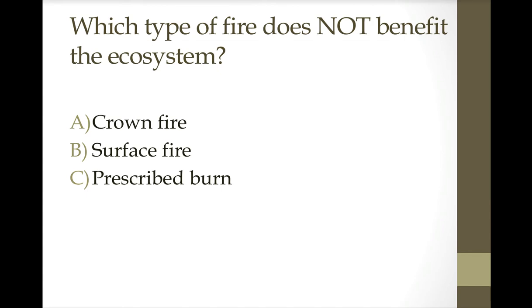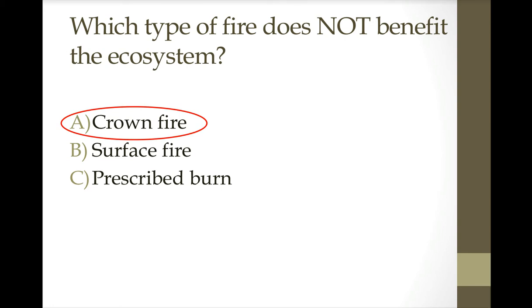So first quiz question for you. Which type of fire does not benefit the ecosystem? Is it A, a crown fire, B, a surface fire, or C, a prescribed burn? And I'll give you a second to think about that. And if you haven't figured out your answer yet, go ahead and pause so you can decide, because I'm going to reveal the correct answer, which is A, a crown fire.